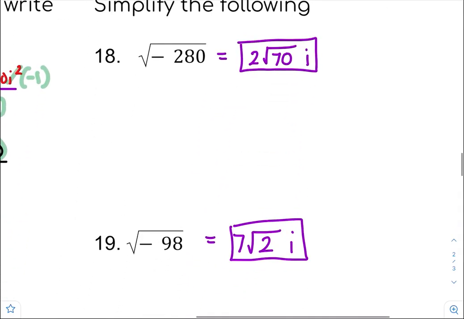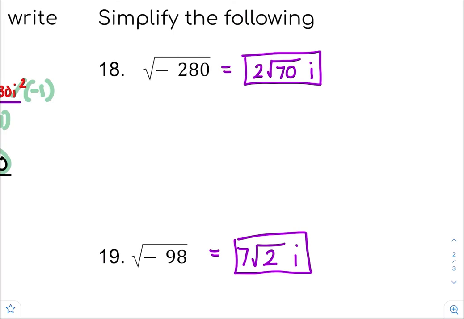Okay, our last section. Now, to get rid of the negative sign, you put the i on the outside of the square root. It has to be on the outside of the square root. And then you can do your prime factorization tree. So 28 and 10. You can use any factors you want. 5 and 2. 7 and 4. 2 and 2.